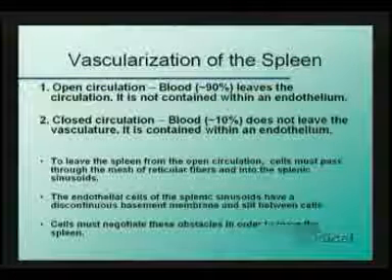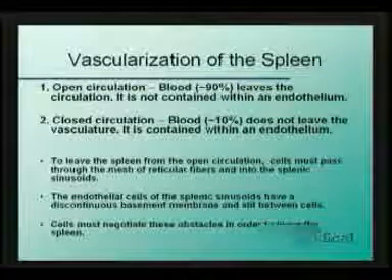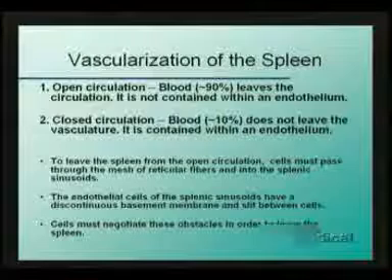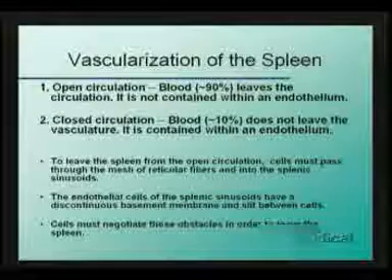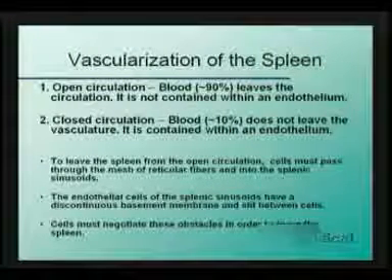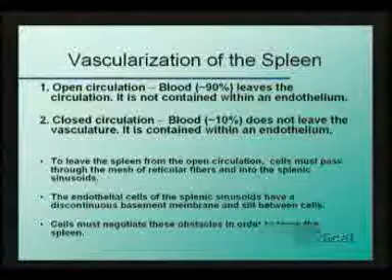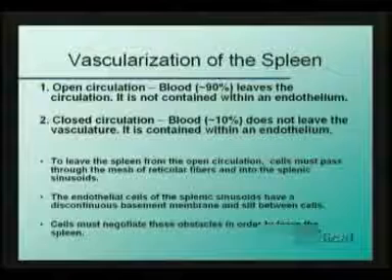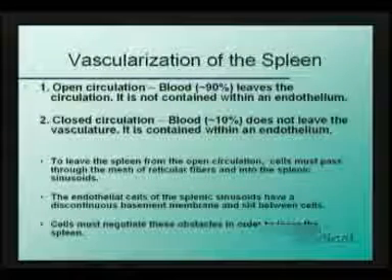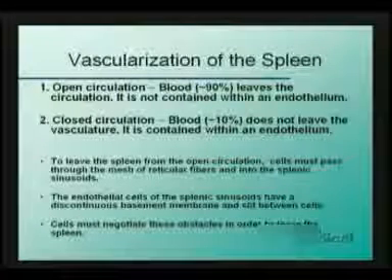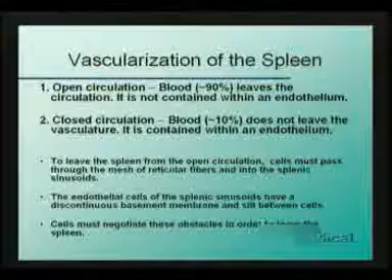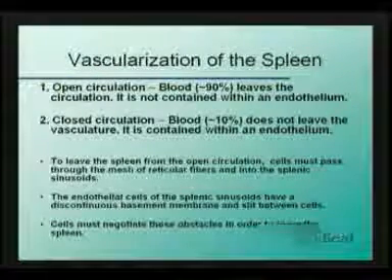In order to leave the spleen from the open circulation, red blood cells must pass through a mesh of reticular fibers and into the splenic sinusoids, by passing through a discontinuous basement membrane and a slit between the endothelial cells of that sinusoidal epithelium. These red blood cells must negotiate this slit-like discontinuous basement membrane to leave the open circulation and get back into the venous sinusoids in order to exit from the spleen.